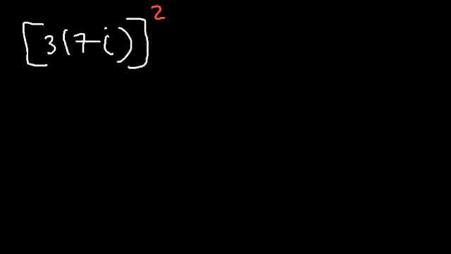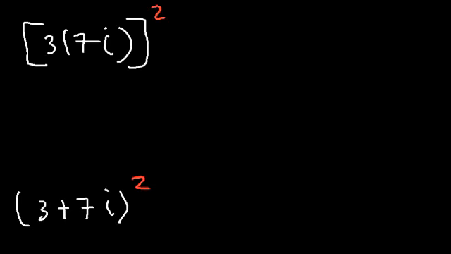Now let's say you were to see a question like this. What is 3 times 7i, squared, compared to 3 plus 7i, squared? What's the difference between the two, and how would it affect the way you would solve it?